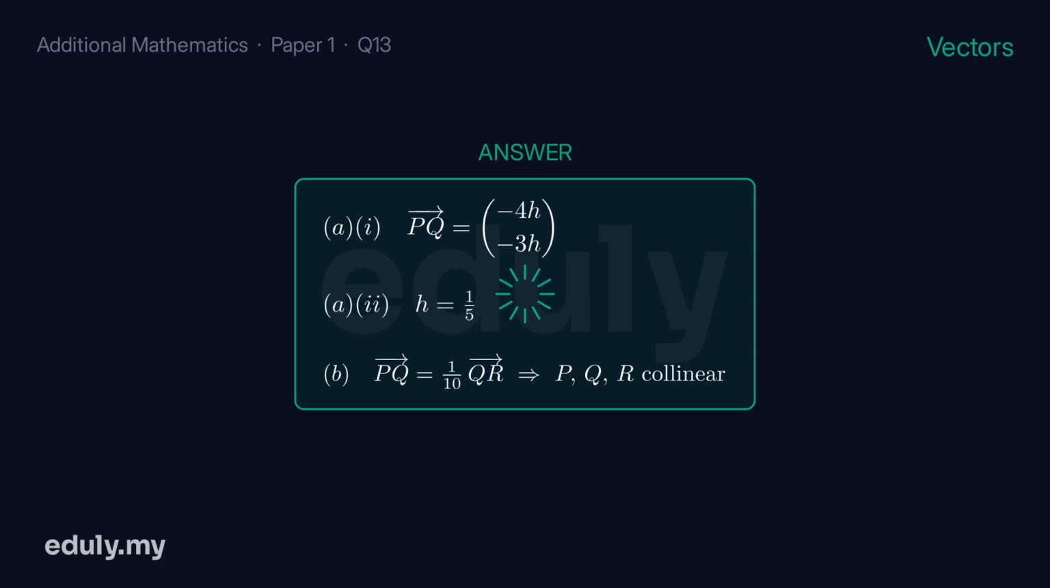Final answers. The vector from P to Q has components minus 4h and minus 3h. For it to be a unit vector, h is 1 over 5. And since PQ is 1 over 10 of QR with Q in common, the points P, Q, and R are collinear.